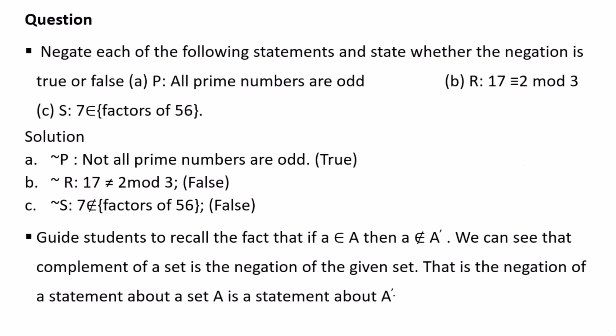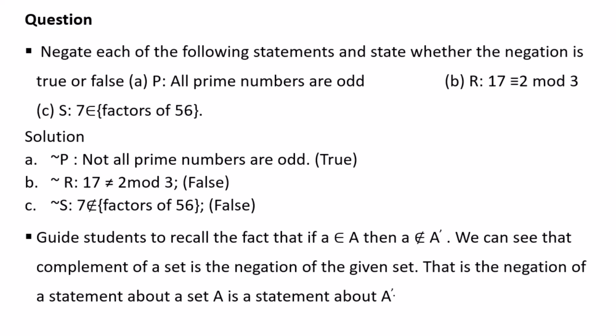So when we take the following questions, the first one says, P: all prime numbers are odd. When you negate this one, it becomes not all prime numbers are odd. And that's a true statement because 2 is a prime number and 2 is not odd. The second one, 17 is congruent to 2 mod 3. When you negate this one, 17 is not congruent to 2 mod 3. And that's a false statement, because 17 in mod 3 will give us 2.